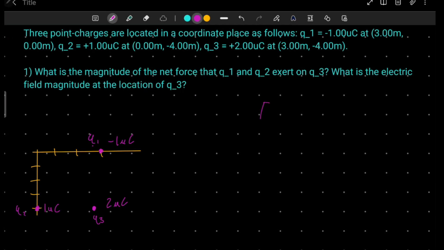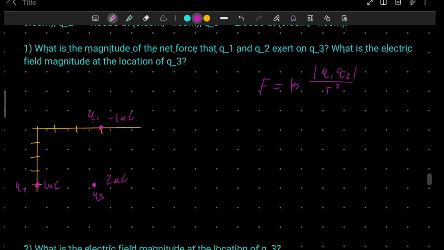The equation that we're going to use is F equals K, and then the absolute value of Q1 times Q3 over R squared. And this Q3 right here is the force that we are trying to find, or the force that's being exerted on. So we will plug in our variables.